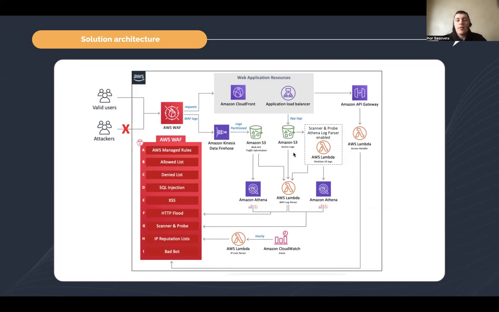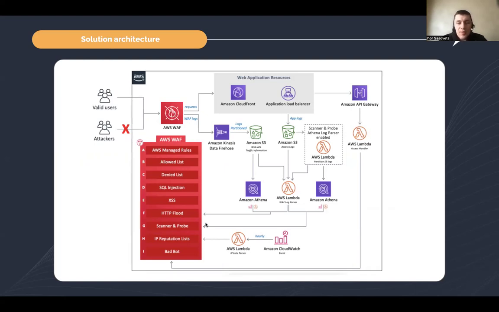So application logs, access logs are stored on Amazon S3, and then, as I said, they can be used by the scanners and probes Lambda parser that analyzes these logs and helps to determine some malicious IP addresses that are causing a lot of server errors or providing invalid payload to our application, and that's why we can easily block them and define the rate of how many requests from one IP should be submitted in order to be added to the blacklist.